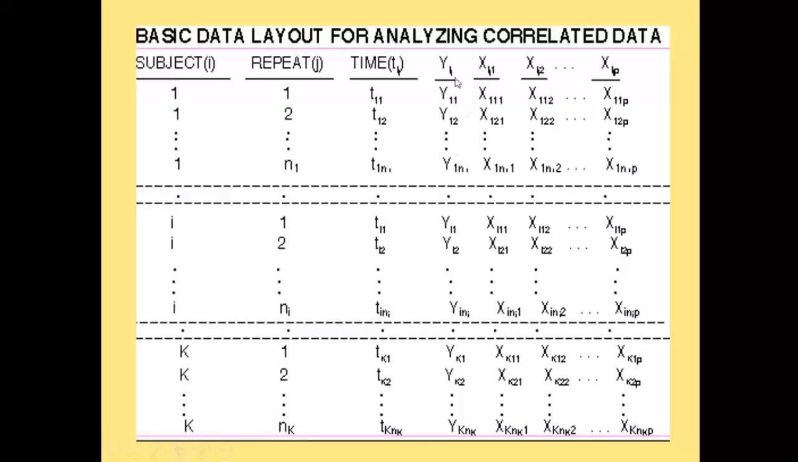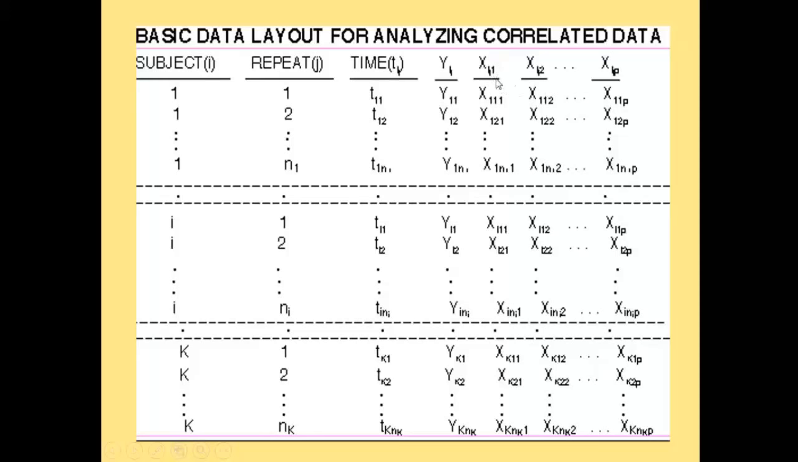And then I've got Y and the X's. Y is the outcome, and I'm allowing for n sub 1 values of the Y in the first cluster, n sub i values of the Y in the ith cluster. And then I've got the predictive variables.